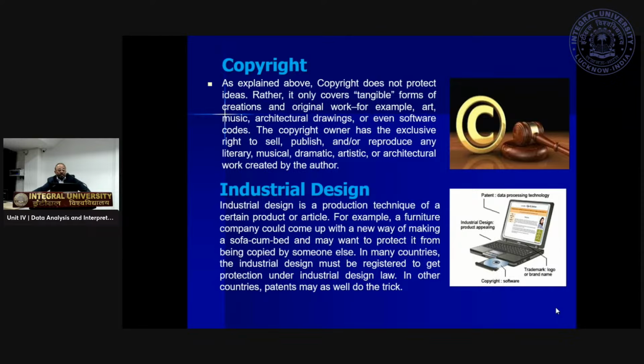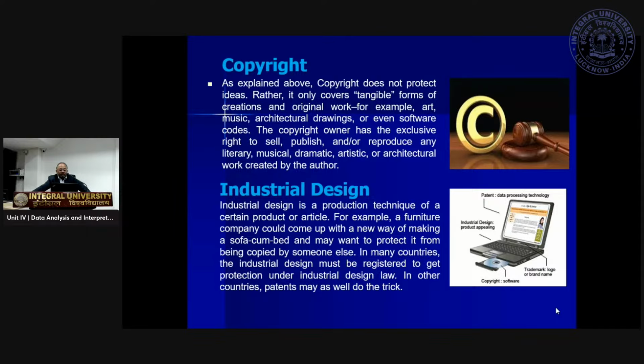Industrial design also can be patented or comes under intellectual property right. What are industrial designs? The production or technique of creating a product or article. For example, a furniture company could come up with a new way of making a sofa cum bed and may want to protect it from being copied by someone else.